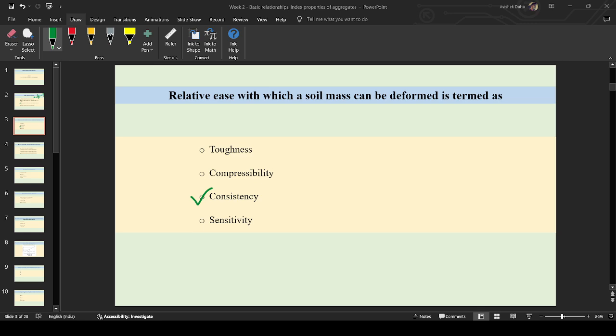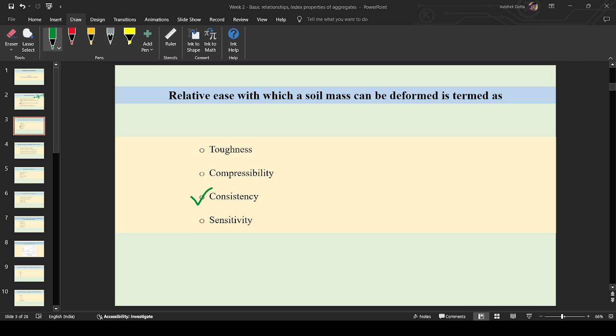What is sensitivity? Reduction in the strength of the soil due to remolding. Yes, degree of disturbance due to remolding. Degree of disturbance, okay. Reduction in strength or not is a specific case, but sensitivity means how much affected the soil is upon remolding. So in a general sense, that is the answer. Relative ease with which a soil mass can be deformed is termed as consistency.